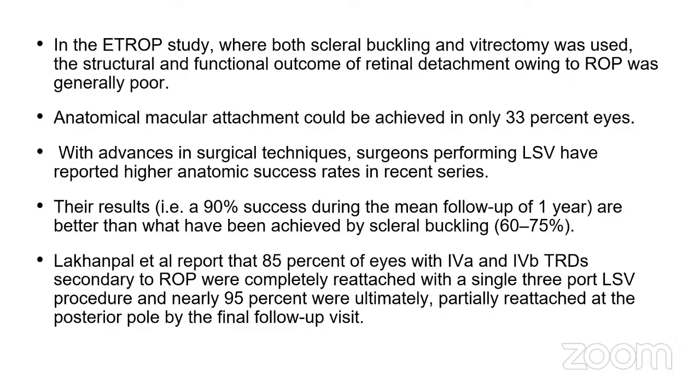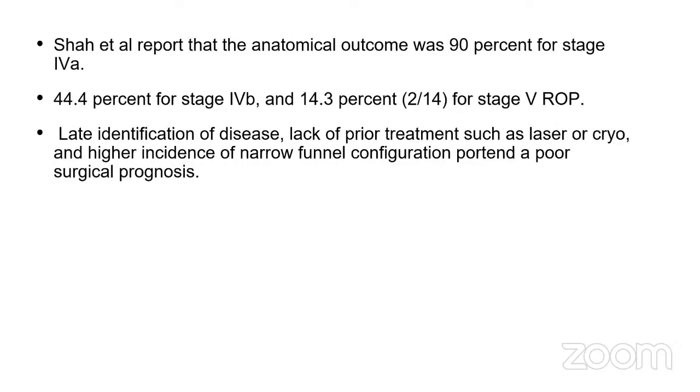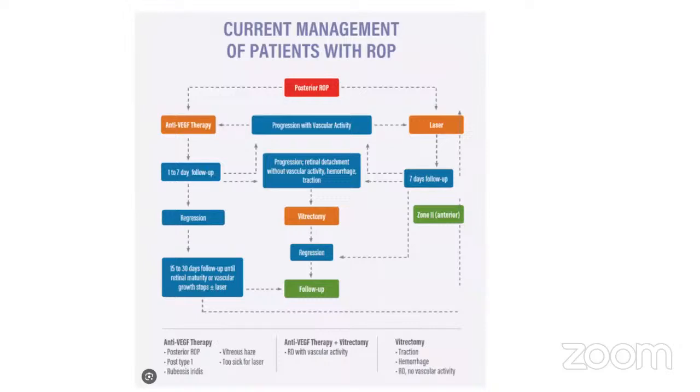Lakhanpal et al. reported 85% of eyes with 4A, 4B TRDs secondary to ROP were completely reattached with a single surgical procedure, and nearly 95% were ultimately partially reattached at the posterior pole by the final follow-up visit. Similarly, Shah et al. reported that anatomical outcome was 90% for stage 4A. Late identification of disease, lack of prior treatment such as laser or cryo, and higher incidence of narrow funnel configuration lead to a poor surgical prognosis.